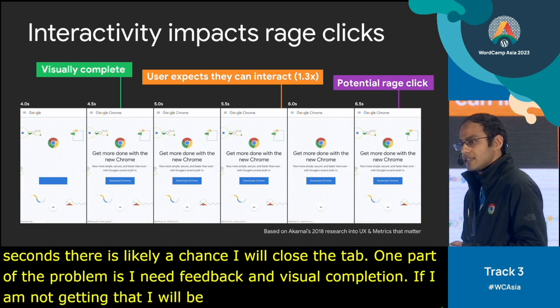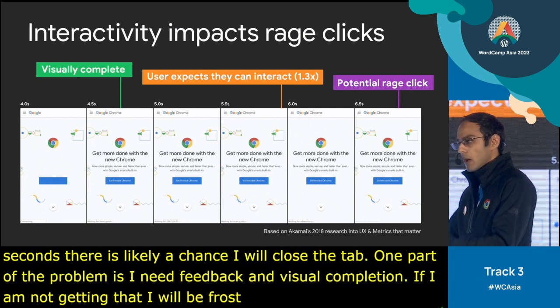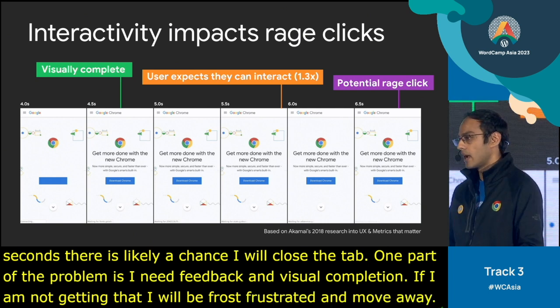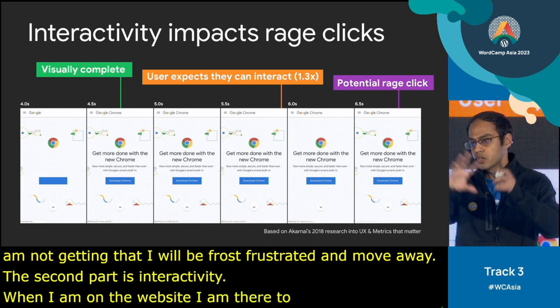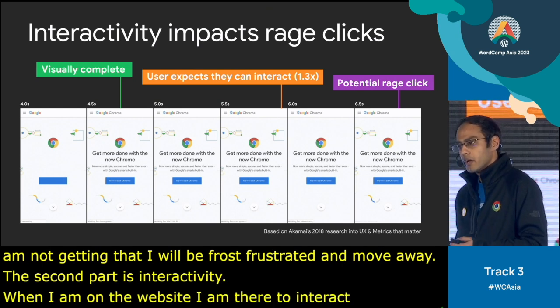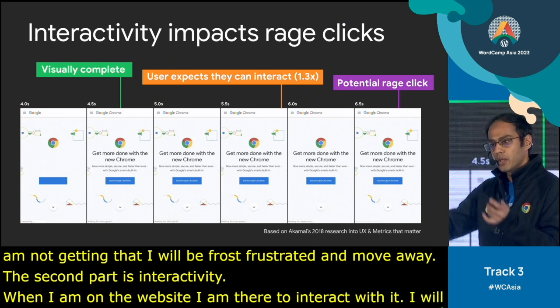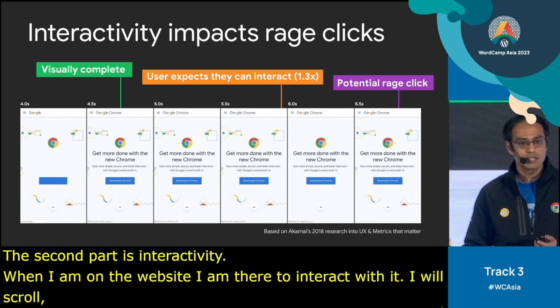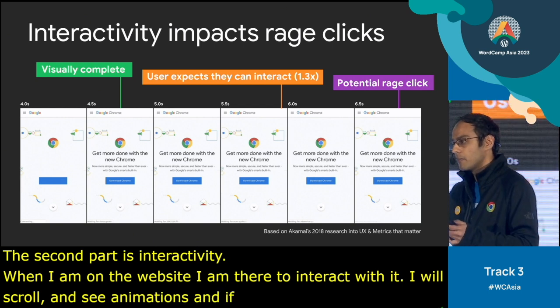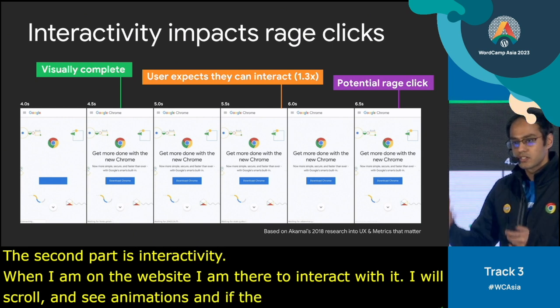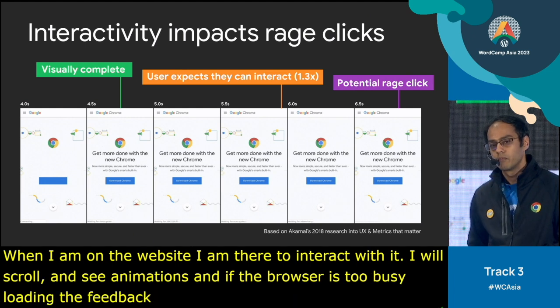The second part is interactivity, because when I'm on a website, I'm there to interact with it, right? I'm going to scroll, I'm going to click, I'm going to visit some links, I want to see some animations. But if my browser is too busy loading stuff or maybe doing some background processing, then that feedback is not going to be there. I'm going to be trying to click something and nothing's going to happen. And that's going to lead to frustration as well.